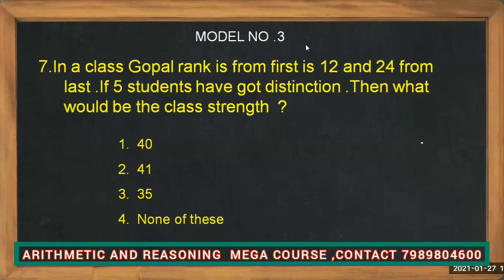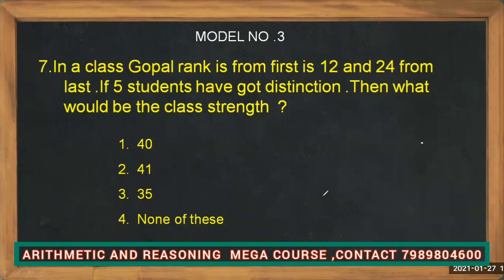Now the next problem in model number 3, the same. In a class, Gopal's rank from the first is 12 and 24 from last. If 5 students have got distinction, then what would be the class strength? Very simple.